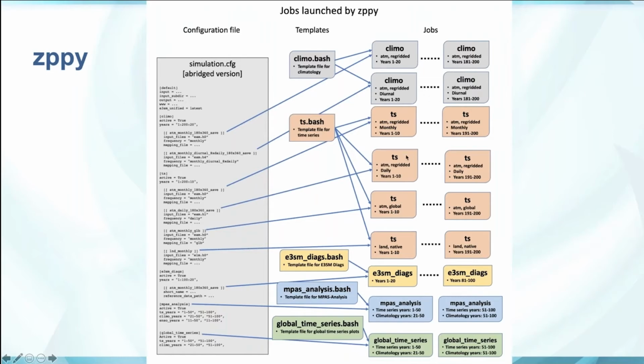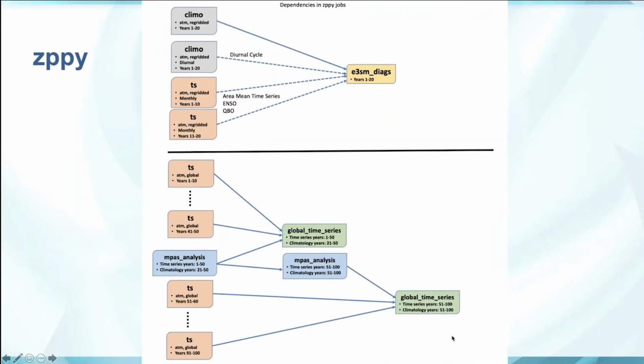So time series, we have 4 subtasks, so that's 4 sets of jobs that get launched from it. And then at the bottom, we have various plotting capabilities, such as E3SM Diags, MPAS-Analysis, and the global time series. These depend to some extent on the climatology and time series files. So how do we make sure that those get done first? Well, zppy takes care of that. Next slide, please. This graph shows some of the possible dependencies.